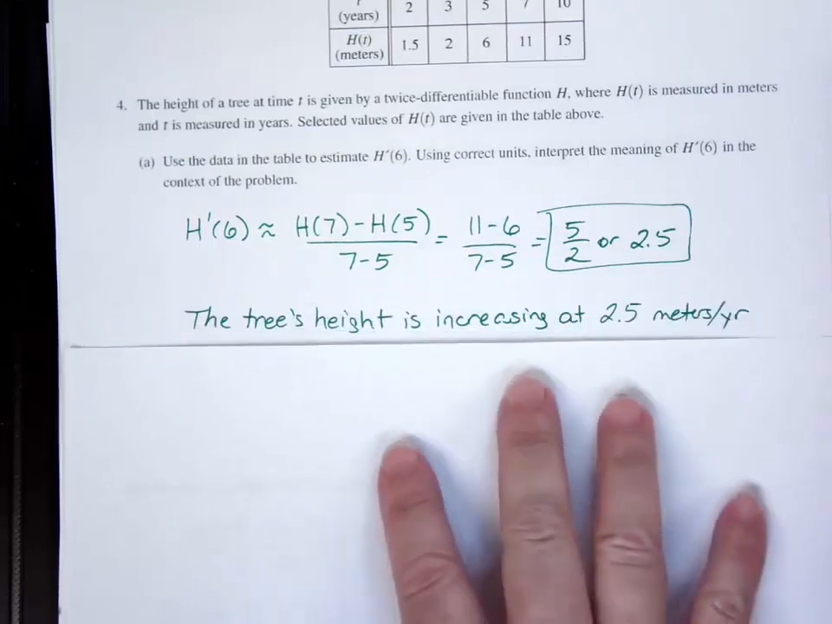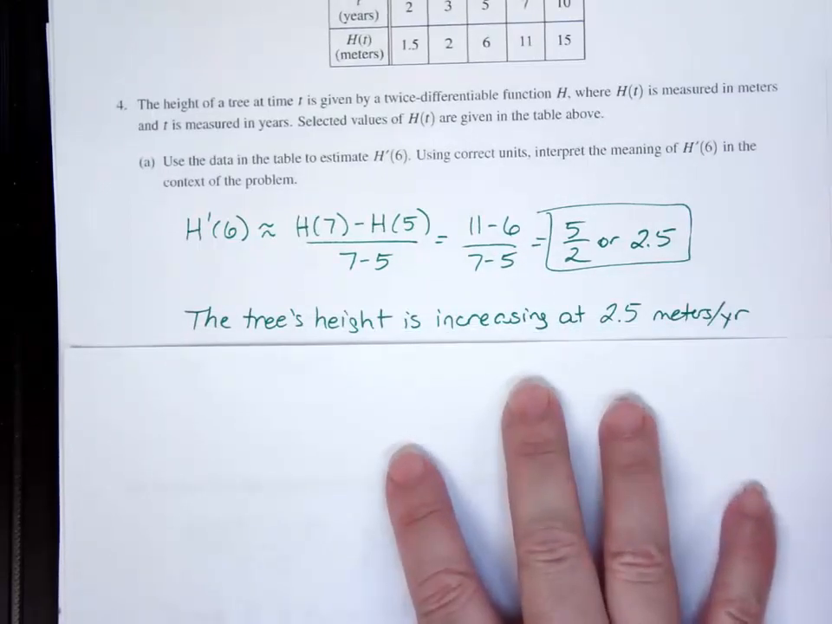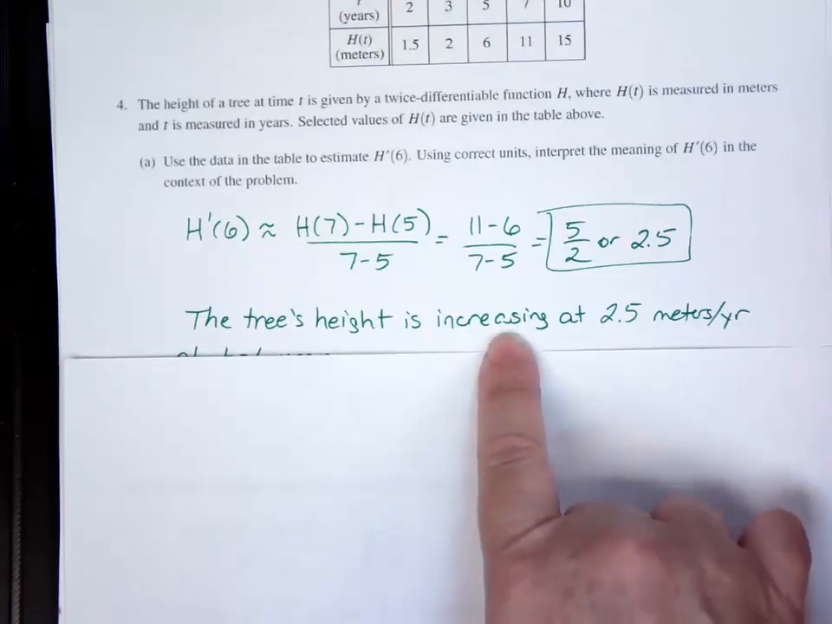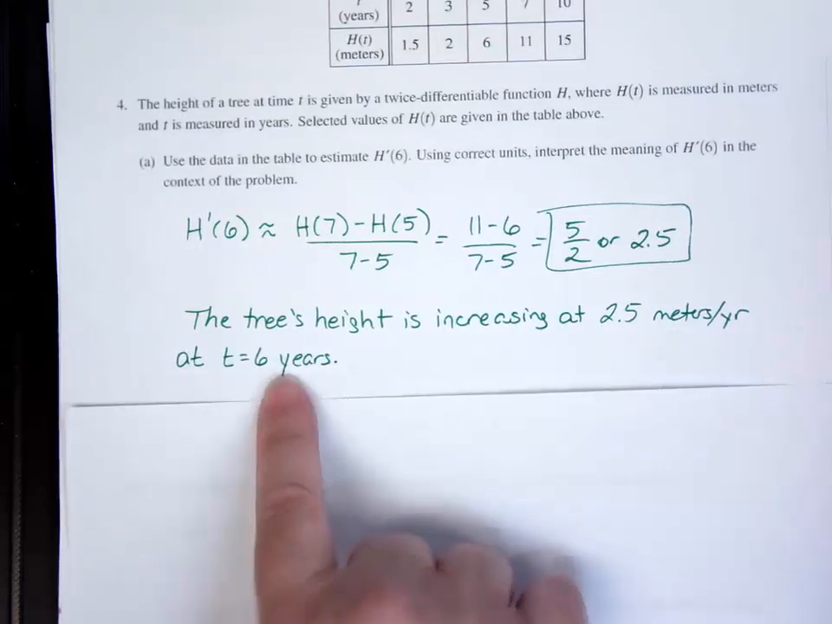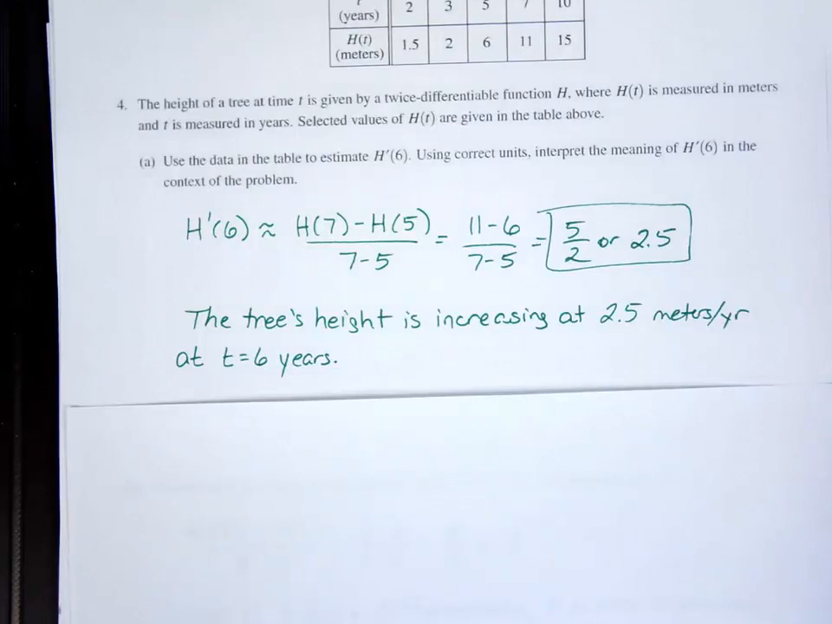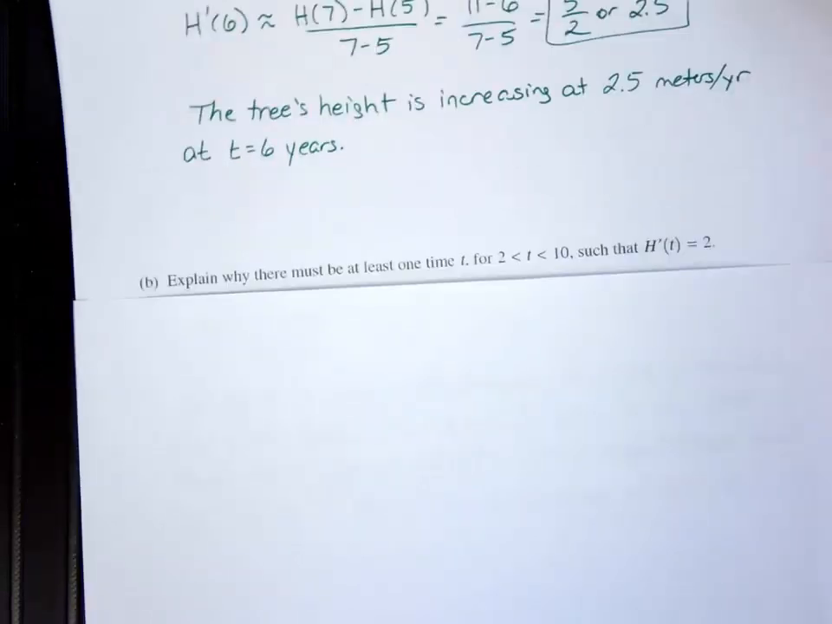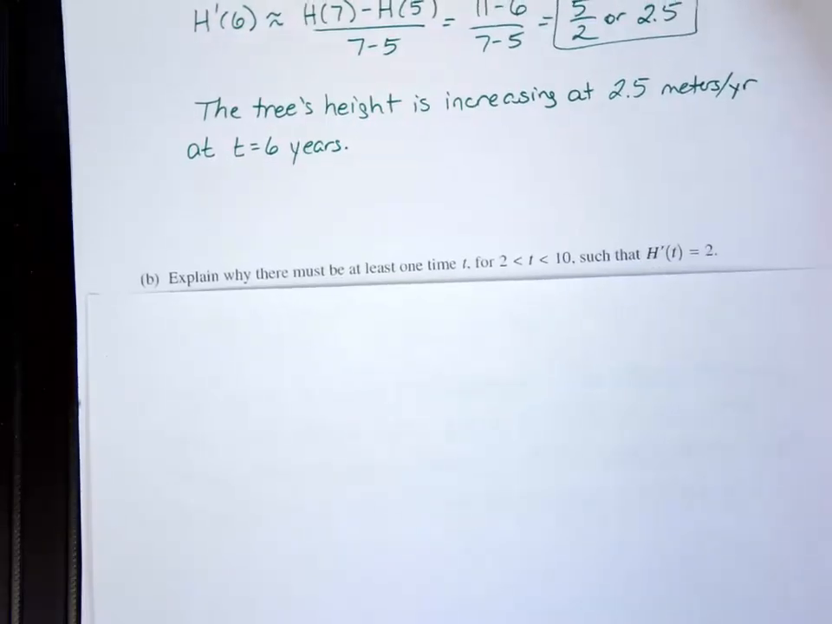Now, as far as the meaning, this is a rate of change, the rate of change in the height of the tree. So the tree's height is increasing, because it's positive, at 2.5 meters per year at time t equals 6 years. And it's important that the labels are there, otherwise you will not get the point for that part. Okay, letter B. Explain why there must be at least one time t from 2 to 10 such that h prime of t equals 2. Now, if you know anything about your theorems, you know that that ending looks kind of like mean value theorem.